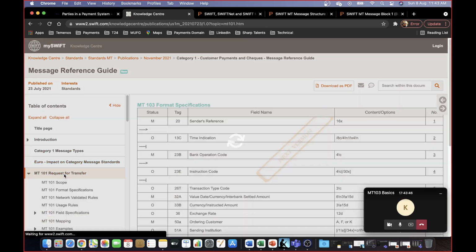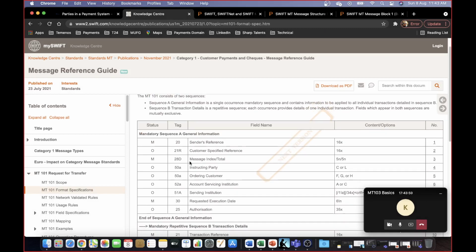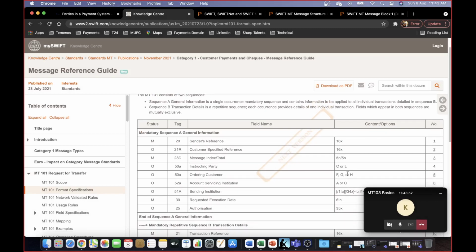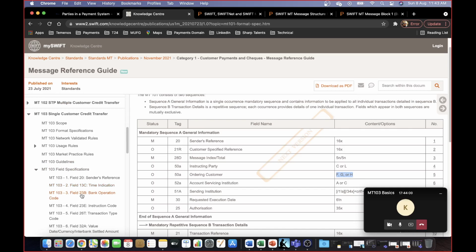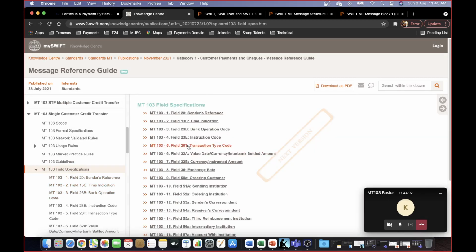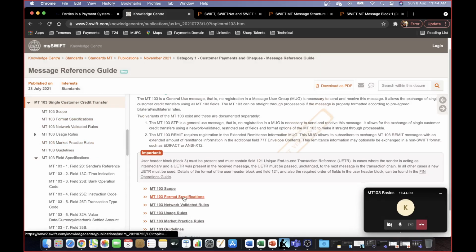So you go to MT101 format specification. You can see 50H. Yeah, it's not part of MT103. In MT103 you will have A, K, and F only.